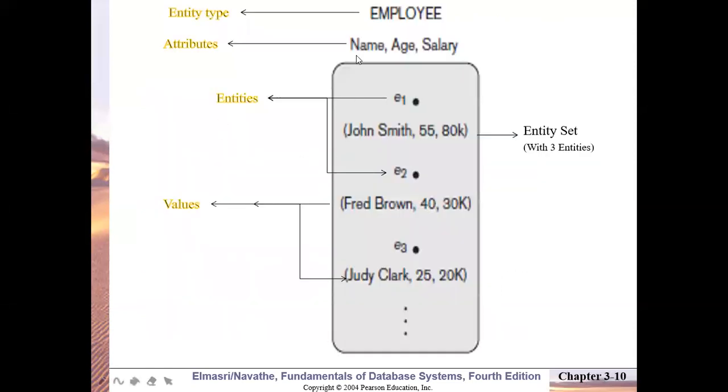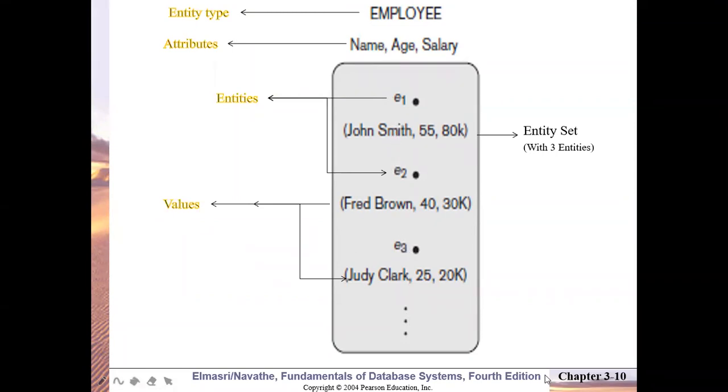Now, to describe all these terms that we studied yesterday, this diagram is the best representation. You will be able to differentiate. This is for employee. Here you can see that employee is an entity type which has three attributes: name, age, and salary. Then in this employee entity type, there are n number of entities, which we have shown as E1, E2, and E3.